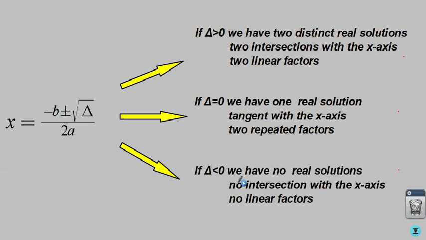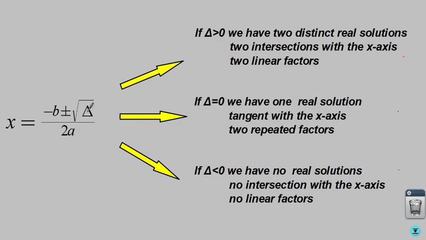And finally, if the discriminant is less than 0, then we will have a negative under the square root, and obviously there's no real solution for that case, and that implies that there's no intersection with the x-axis and no linear factors. So this is the first level of the significance of the discriminant. Its sign tells us how many solutions we have.